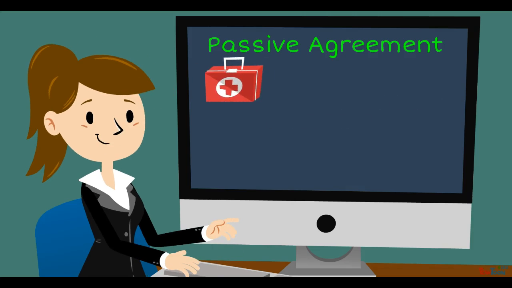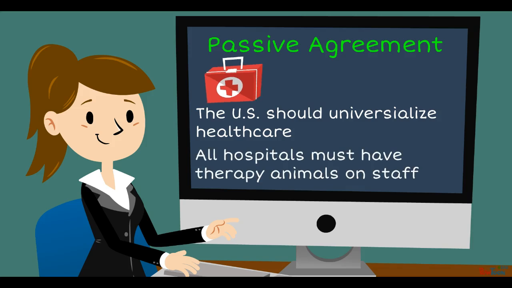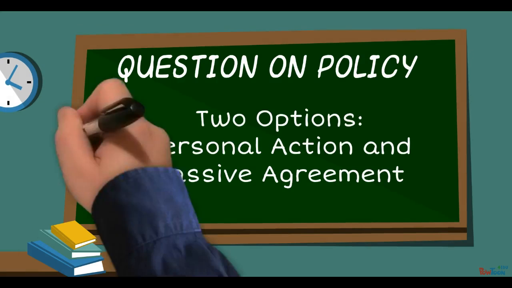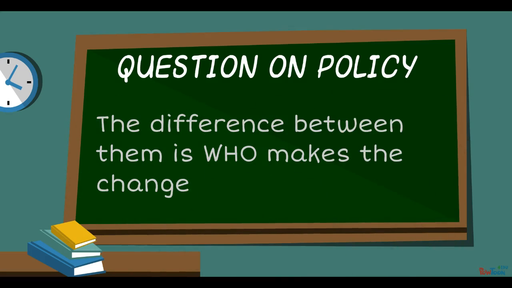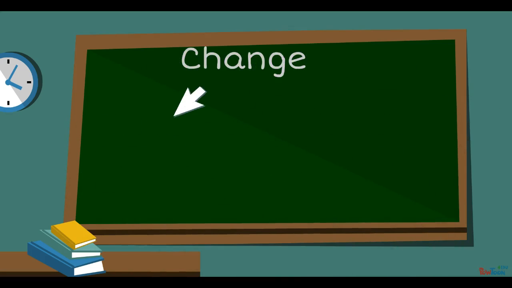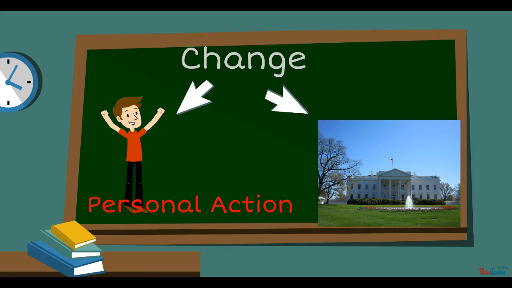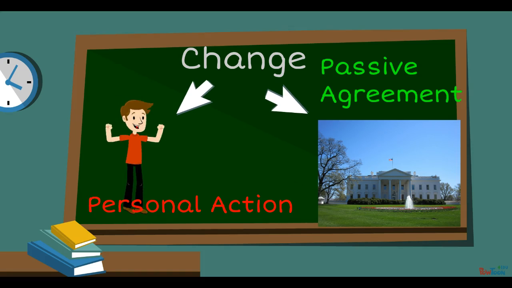So to stick with healthcare, the U.S. should universalize healthcare, or all hospitals must have therapy animals on staff. This is something an institution like hospitals or the U.S. does. So remember, 2 options, personal action and passive agreement. The difference between them is who is making the change. That's going to dictate what it is. So if the change is something an individual is going to do, it's personal action. But if it's, say, the White House or Florida, it's passive agreement.